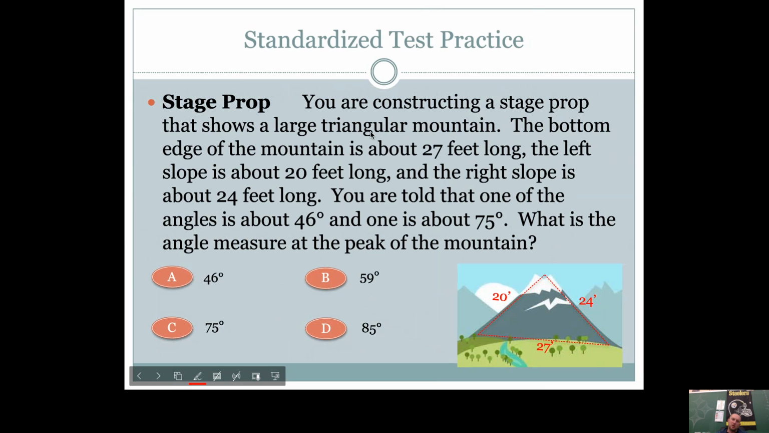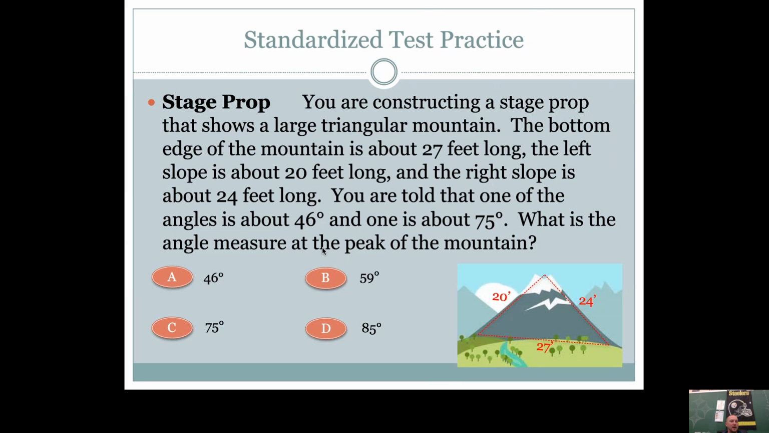Here's a standardized test practice question. You are constructing a stage prop that shows a large triangular mountain. The bottom edge of the mountain is about 27 feet long. The left slope is 20 feet long, and the right slope is 24 feet long. You are told that one of the angles is about 46 degrees and one is about 75 degrees. What's the angle measure at the peak of the mountain?